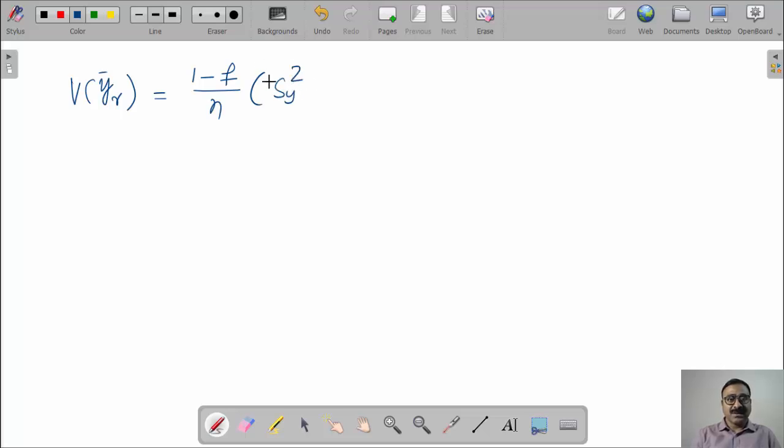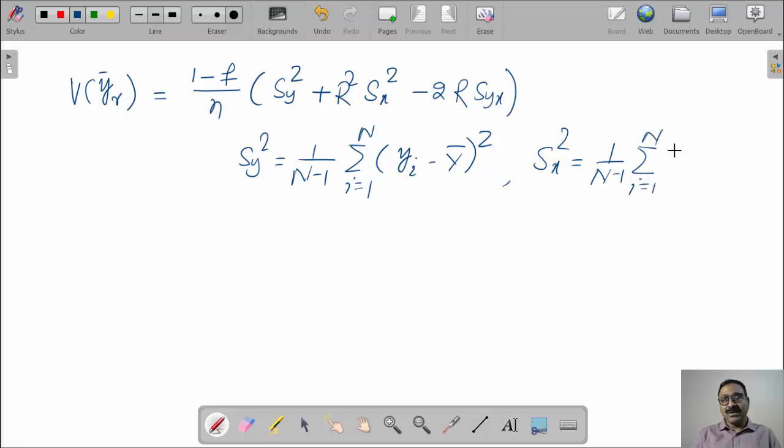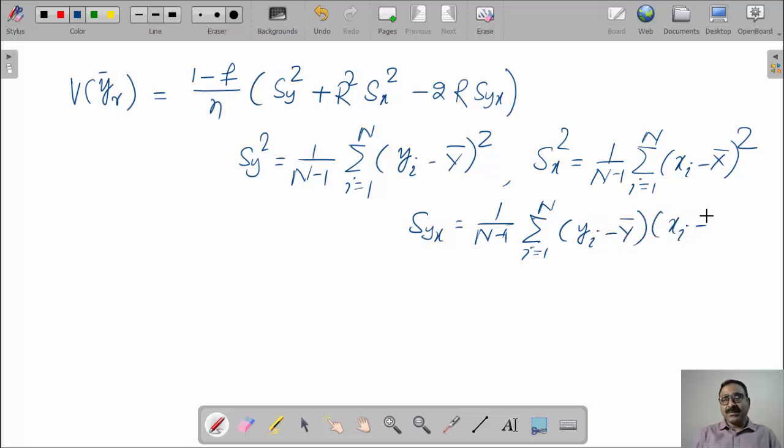Sy square plus R square Sx square minus 2R Syx, where Sy square is equal to 1 by (n minus 1) summation i equal to 1 to n (yi minus y bar) whole square, Sx square is equal to 1 by (n minus 1) summation i equal to 1 to n (xi minus x bar) whole square, and Syx is equal to 1 by (n minus 1) summation i equal to 1 to n (yi minus y bar) into (xi minus x bar).